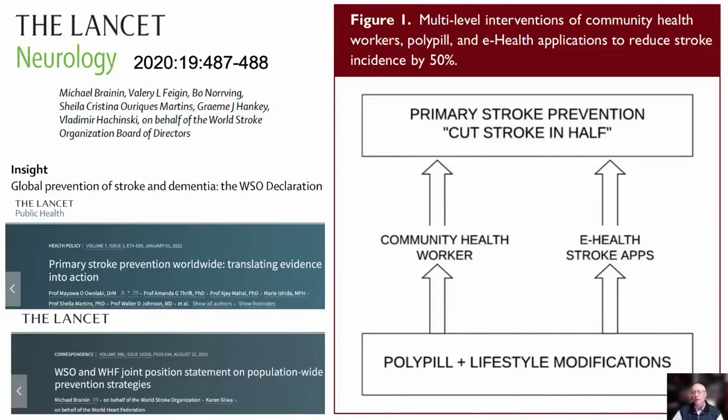Based on the totality of evidence, in 2020, the World Stroke Organization accepted a declaration on the recommended strategies to be used globally to reduce the incidence of stroke by 50% and the incidence of dementia by 30%. This declaration and subsequent World Stroke Organization Lancet publications and other publications on primary stroke prevention call for the wide implementation of population-wide and mass individual prevention strategies via widely available and free-to-use motivational e-health technologies such as the free Stroke Riskometer app, community interventions, and polypill for people at risk of stroke.